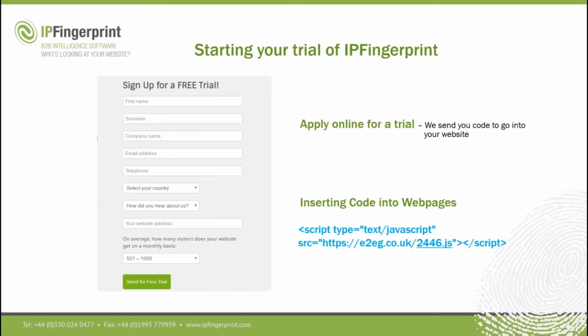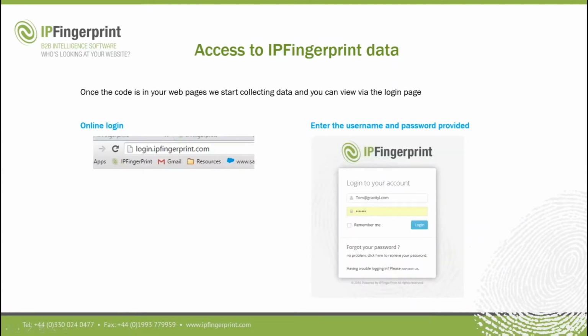To apply for a trial of IPFingerprint, simply go to our website www.ipfingerprint.com and click free trial. Here you can fill a form in to sign up for the free trial, and when you send for free trial it automatically sends you some code you need to put in your website in order for us to collect data and your trial can begin. If you have a WordPress website, of course this can all be done with a plugin.